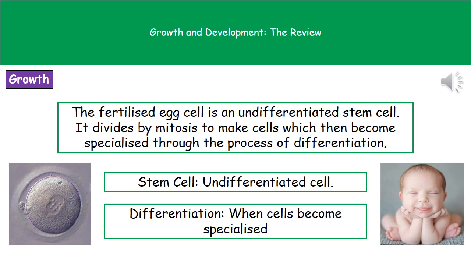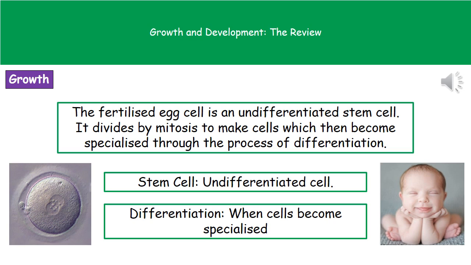So when we actually think about growth then, what we start off as is a fertilised egg cell, and that fertilised egg cell is also an undifferentiated stem cell. Now what that means then, stem cells are undifferentiated cells in their nature, so that means that they have no particular function at that time, but they could become any cell type.